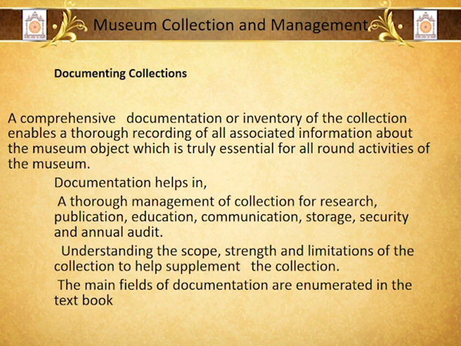Then documenting the collection. I already told you how objects are documented. It is a comprehensive inventory of the collection that enables thorough recording of all associated information about the museum object, which is truly essential for all round activities of the museum. Documentation helps in what? It helps in a thorough management of the collection for research, publication, education, communication, storage, security and annual audit. If the documentation or the inventory details are not available, suppose the museum loses an object, what happens? What are you going to refer to? So, you have to go back to your inventory.